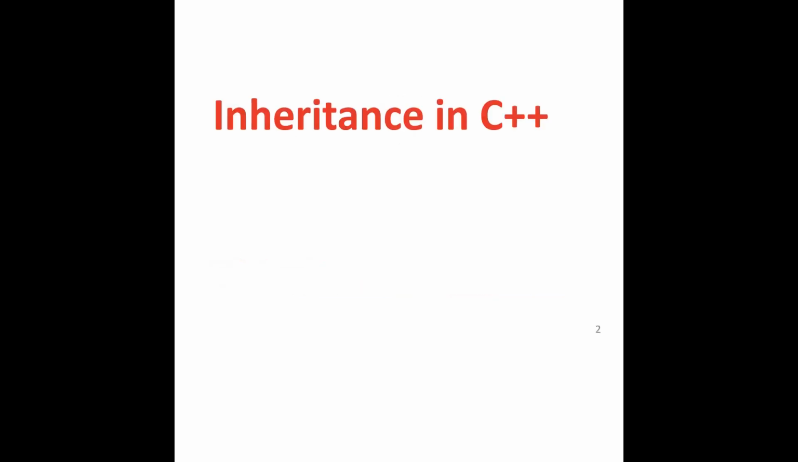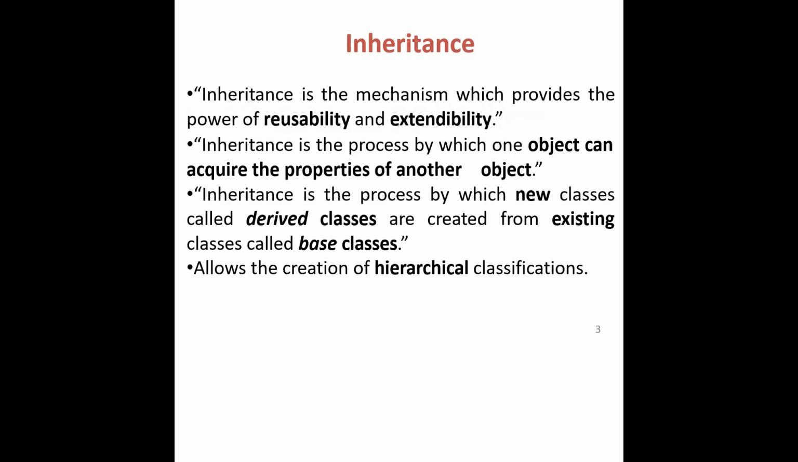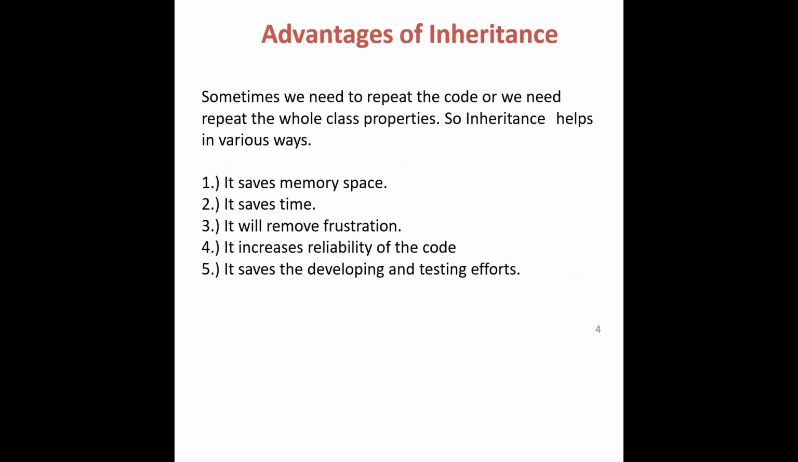Inheritance in C++. Inheritance is a mechanism which provides the power of reusability and extendability. Inheritance is the process by which one object can acquire the property of another object. Next point. Inheritance is the process by which new classes called derived classes are created from existing classes called base classes. Inheritance allows the creation of hierarchical classifications.